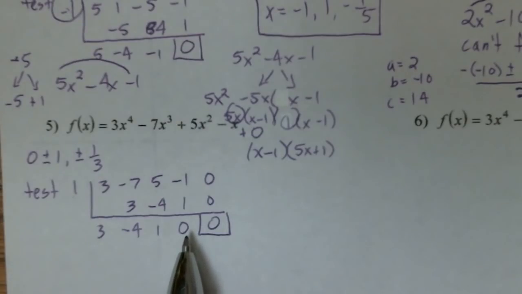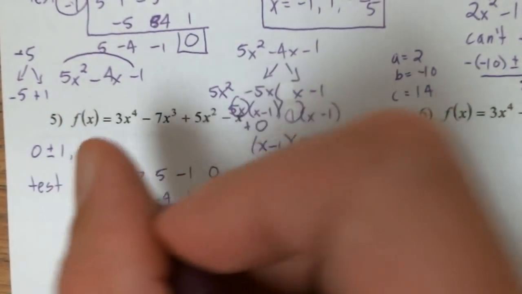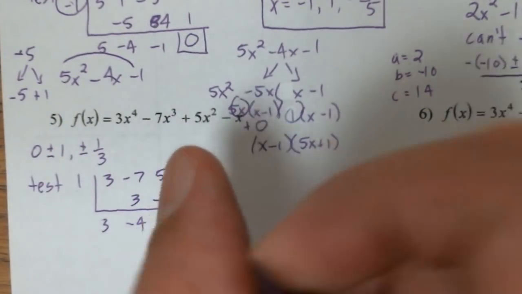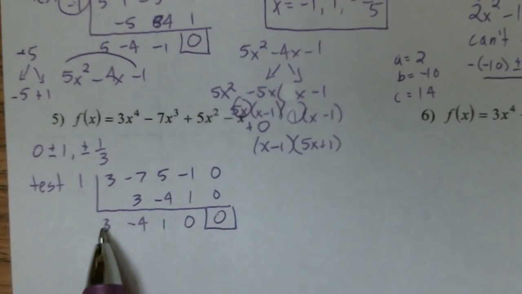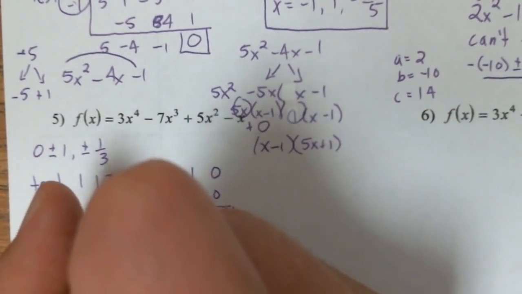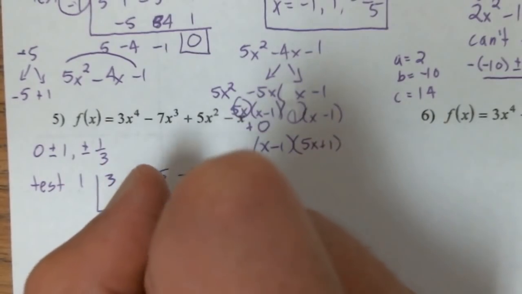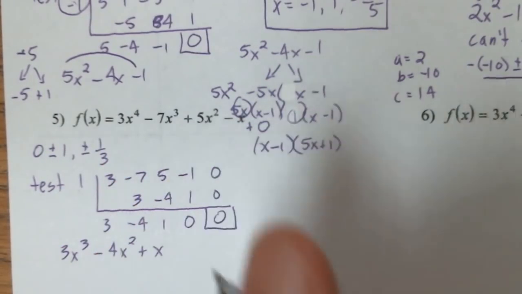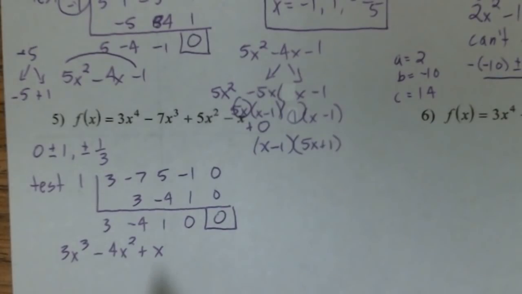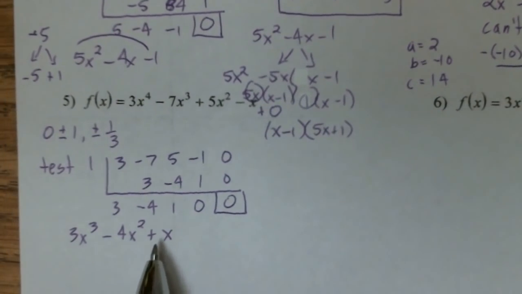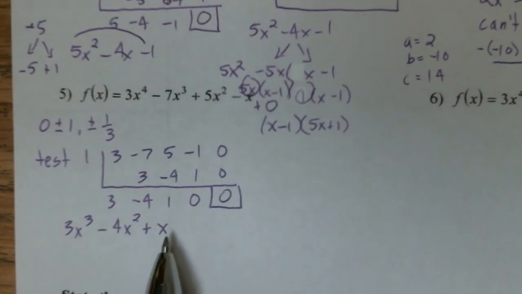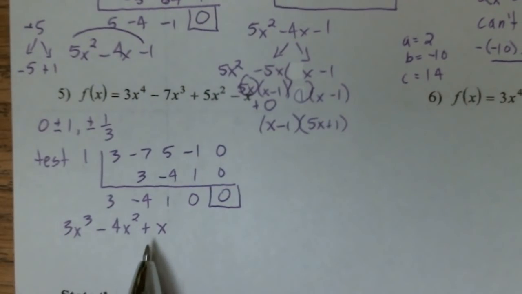So once again, I don't have a constant term right here, so that's my constant, that's my x, that's my x squared, that's my x cubed. So I'm going to have 3x cubed minus 4x squared plus x. Okay, so now I'm still not down to my quadratic. One way to continue would be to do synthetic division again. But what do you notice about this? I can pull out a GCF.